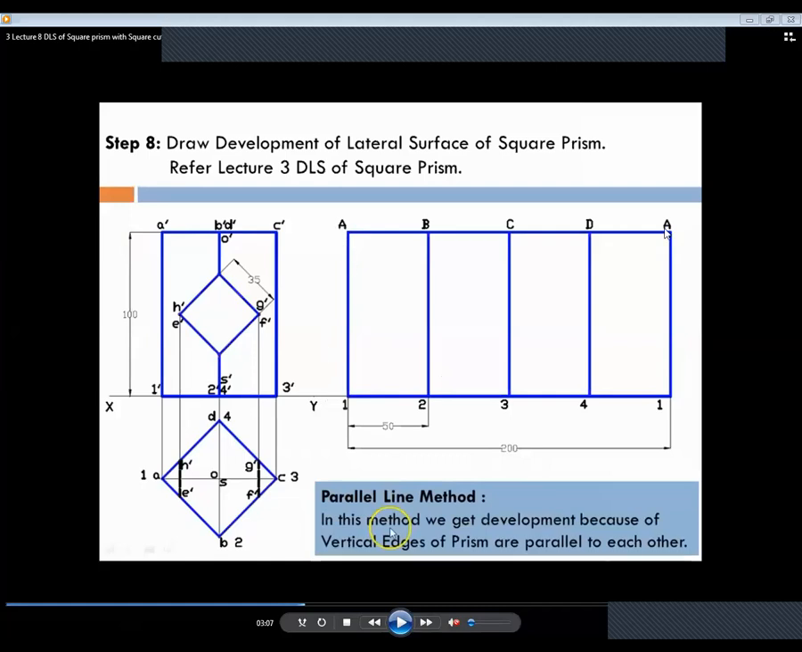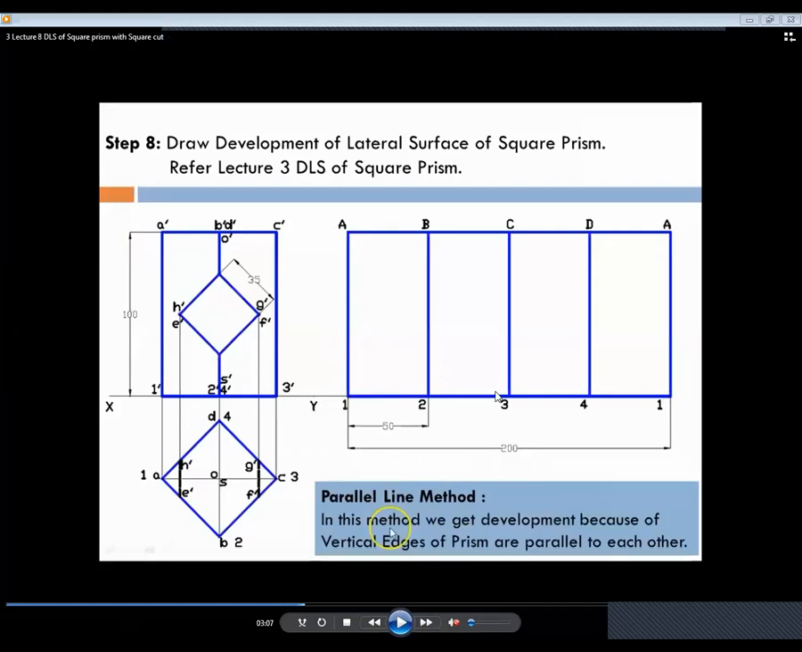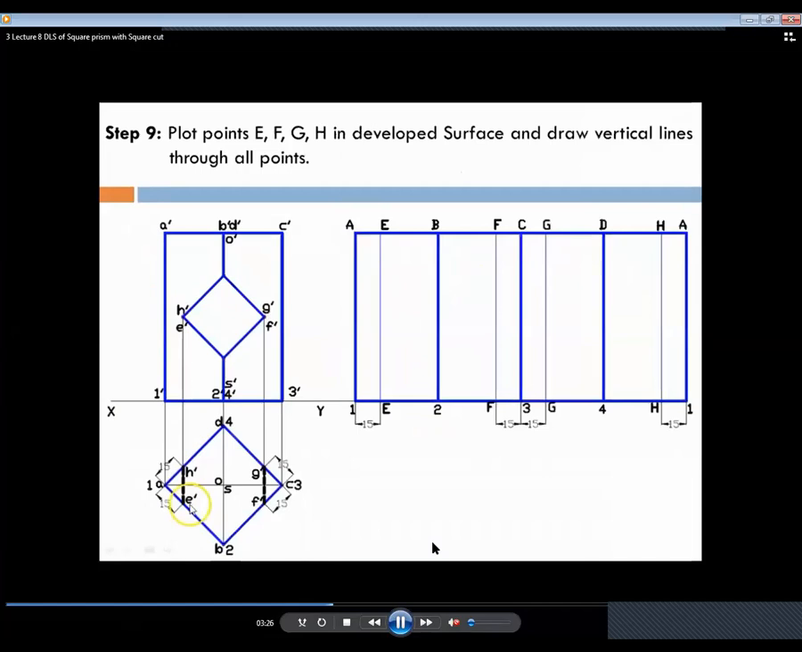We'll start from A1 and we'll end at A1 and give the capital letters in development. In front view we have mentioned A dash B dash, in top view A B C D, and in development capital A, capital B, capital C, capital D, and again capital A. These are the nomenclatures and this is the development.